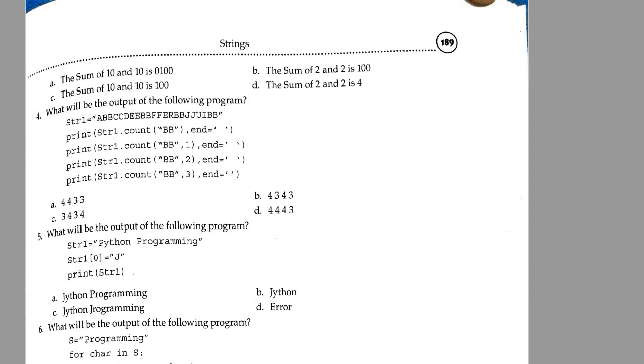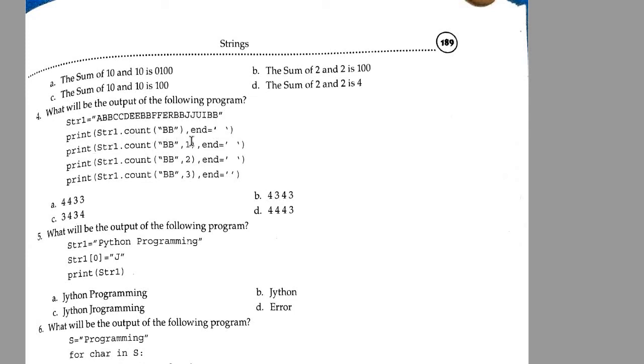So the next question is, what will be the output of the following program? One string is given over here. Now it's saying str1.count, how many times b will come, it will count that many times. Then bb1, then bb2, bb3. Okay, so four print statements are given over here. Let's see which one is correct. You have to choose that.